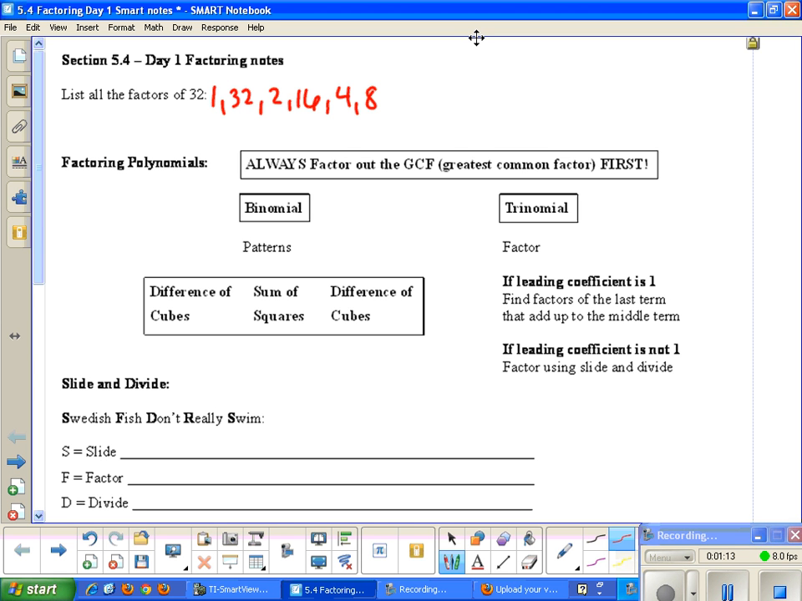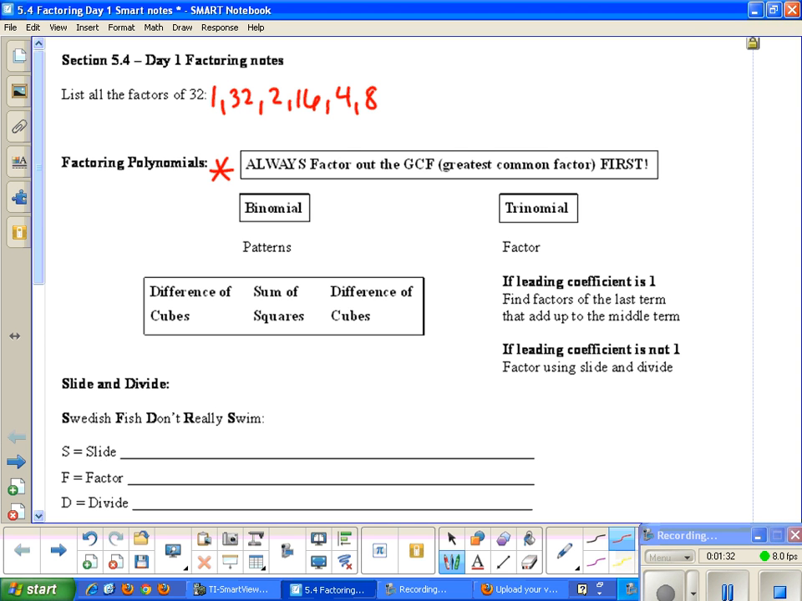Now we're going to talk about factoring polynomials. When you're factoring polynomial equations, it's a little bit different than just looking at the factors. You have a couple of different things you have to do. The number one thing is to make sure that you always factor out a greatest common factor first. This step is very important. That should always be step number 1.